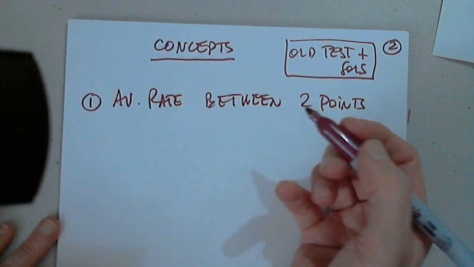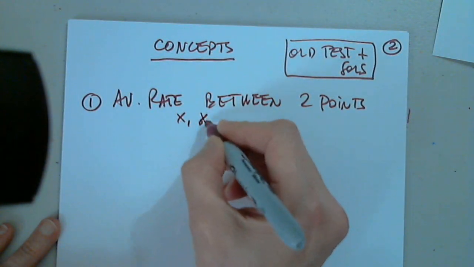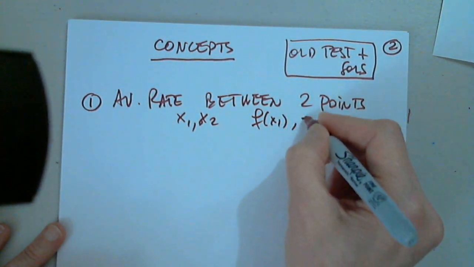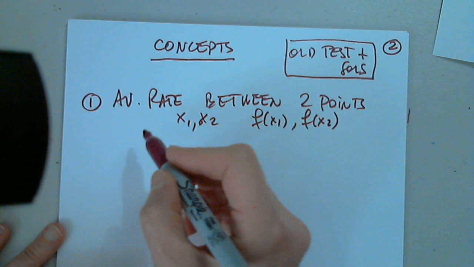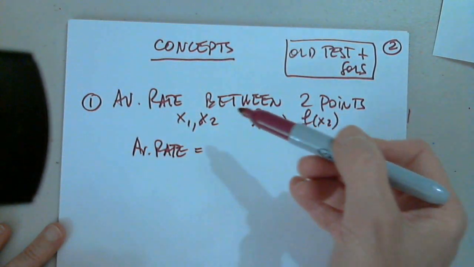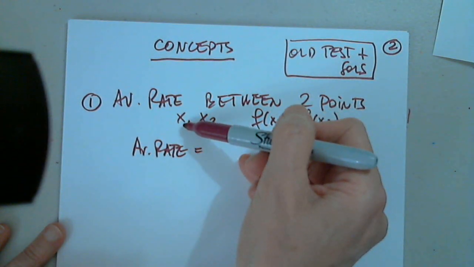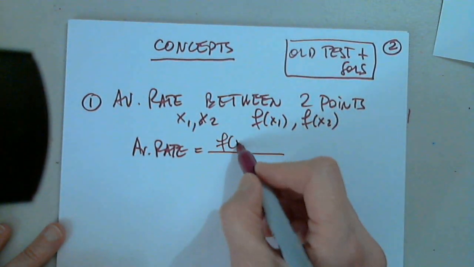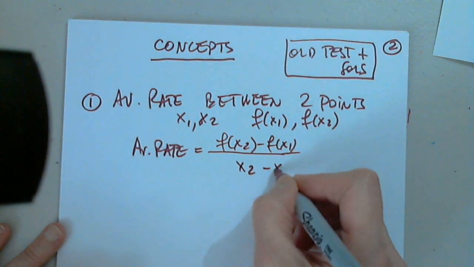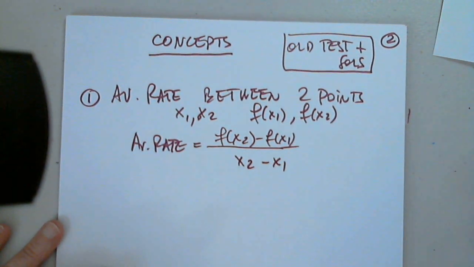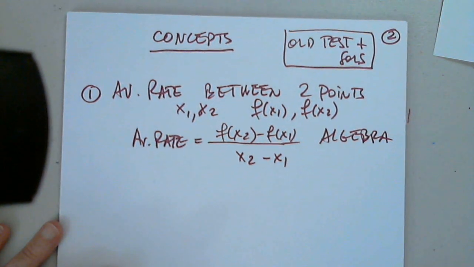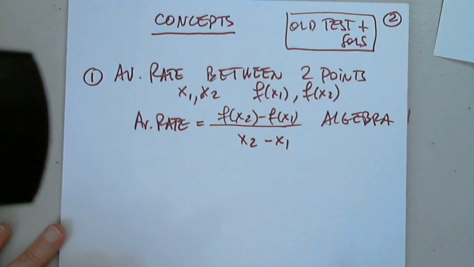So we will be given x1 and we will be given x2. We will immediately find f of x1 and f of x2 and determine the average rate. As we know, it's f of x2 minus f of x1 over x2 minus x1. This is nothing to do with calculus. It has a lot to do with calculus, but this was from algebra, and we reviewed this in R.